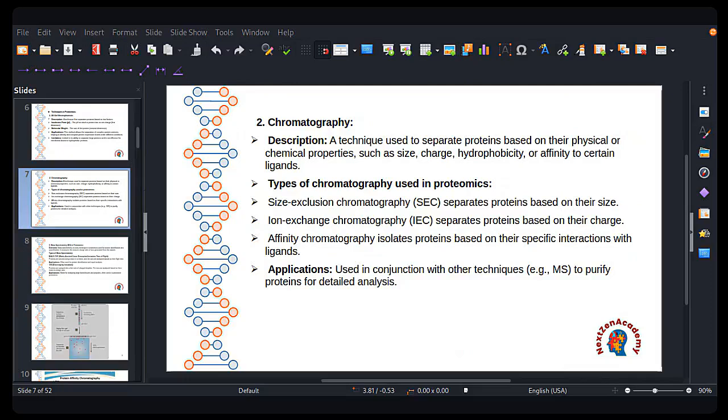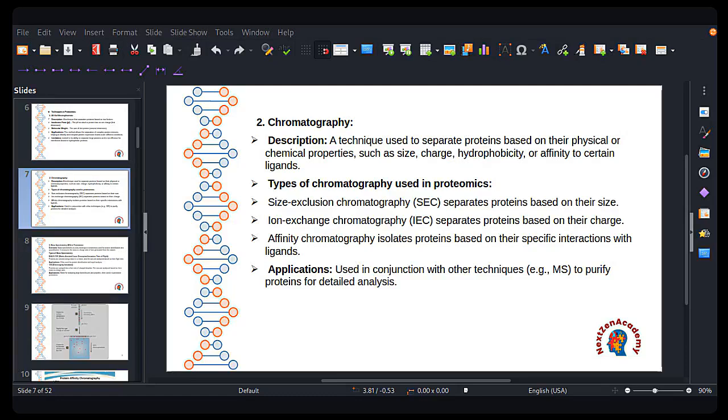Then types of chromatography used in proteomics. If we talk about proteins, we can use size exclusion chromatography, which separates on the basis of size. Ion exchange chromatography on the basis of their charge, right? The charge on the ions. Then affinity chromatography based on the specific interaction with the ligands, right? It can be used in conjunction with other techniques like mass spectrometry to purify proteins and for detailed analysis.